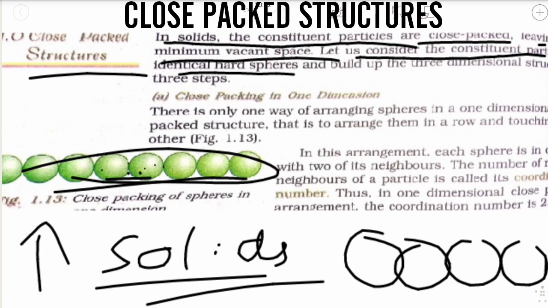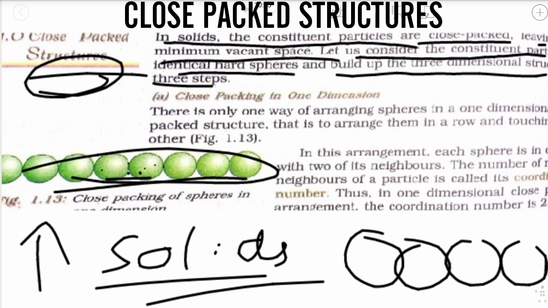They build up three-dimensional structures in three different ways. This type of packing is called close packing structures. These close packing structures can be explained in three different ways.